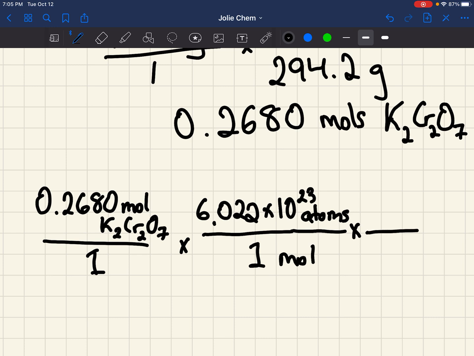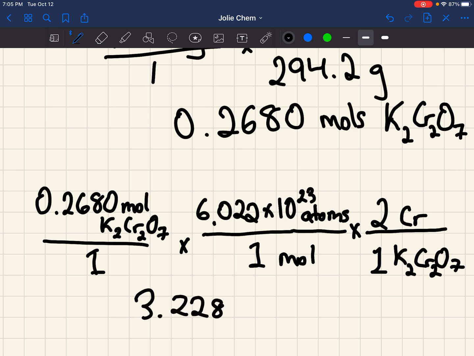Times, and now this is the kicker. We need to find just chromium atoms, not anything else. So what you would do here is 2 Cr for every 1 K2Cr2O7. Now, if you end up computing that, you'll end up getting something like 3.228 times 10 to the 23rd. Now, that's going to be your final answer.